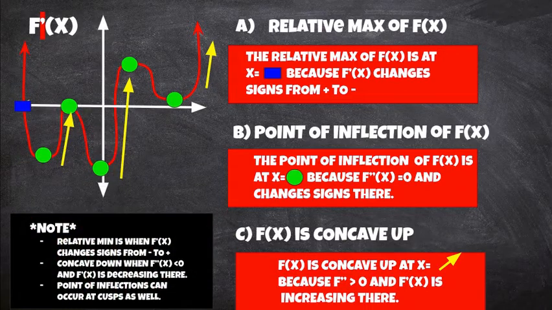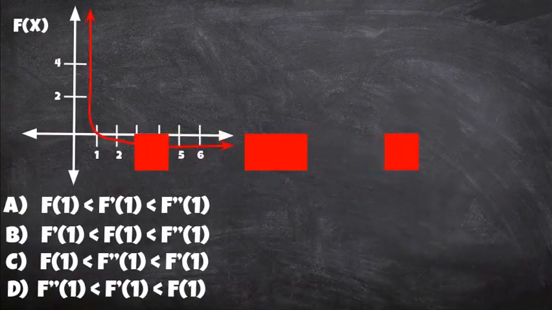So here's a side note, because I only covered 3 cases on this particular graph. When you're looking for a relative min, f prime has to change from negative to positive. When you're looking for when it's concave down, f double prime has to be less than 0 and f prime has to be decreasing. And just another side note, points of inflection can occur at cusps, so just be careful with that.